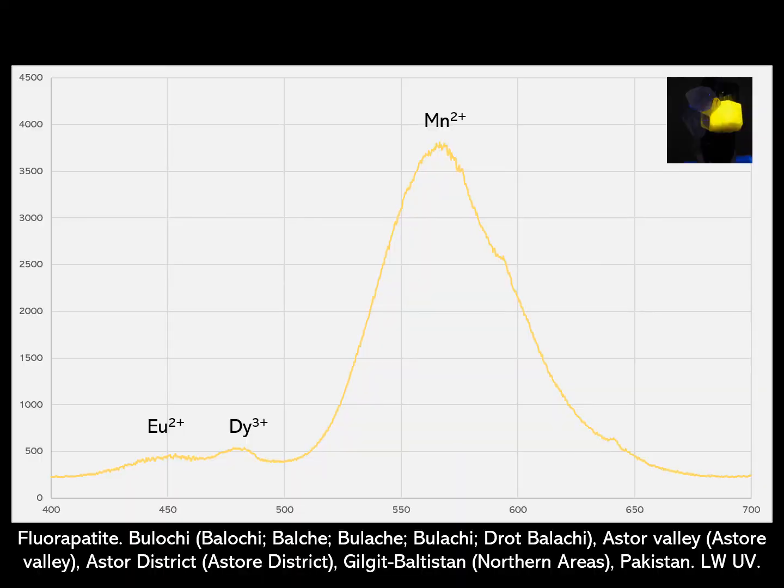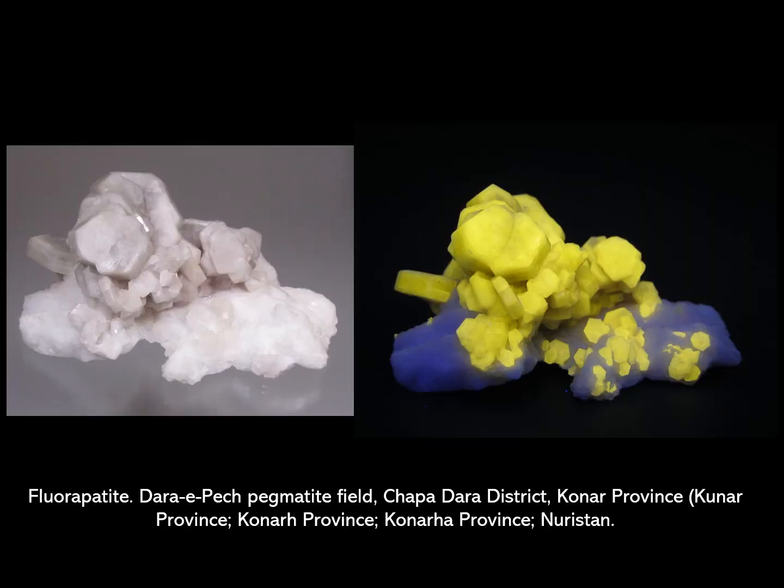The spectra for this shows europium 2+ and dysprosium 3+ peaks with really low intensity, so the majority of the fluorescence is being caused by manganese 2+. You have that same large manganese peak at around 560 nanometers that you saw with the Harvard mine fluorapatite.